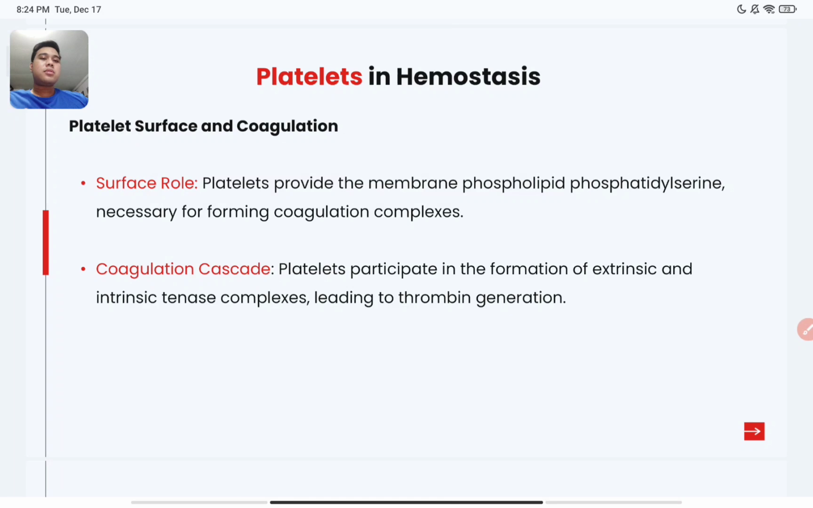So for platelets, we also have the surface role. Platelets provide the membrane phospholipid phosphatidylserine necessary for forming coagulation complexes as well as the coagulation cascade. In the coagulation cascade, the platelets participate in the formation of extrinsic and intrinsic tenase complexes, leading to thrombin generation. The tenase complex there is just an enzyme, which we will meet later on when we talk about the coagulation cascade.